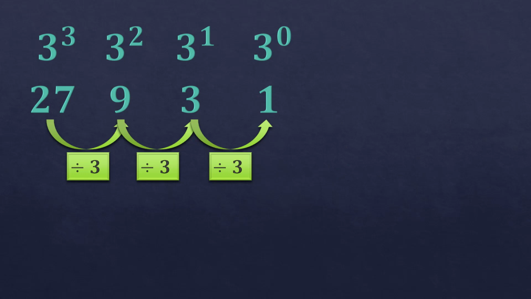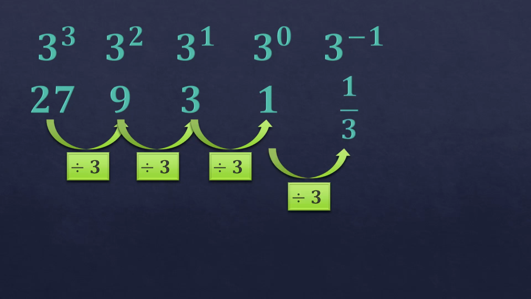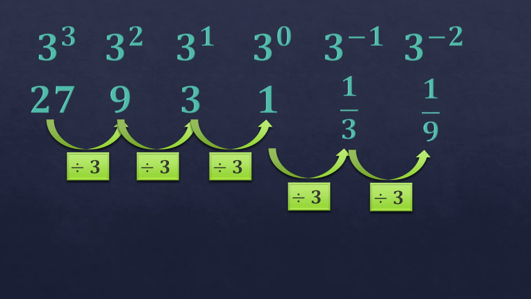Using our inductive reasoning to follow our pattern from last time, we see that 3 to the negative first power is equal to 1/3, and 3 to the negative second power is equal to 1/9. When we compare these results to the powers with positive exponents, we see that they're reciprocals of one another.